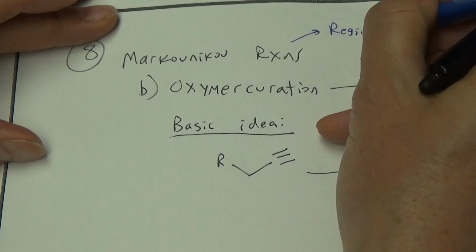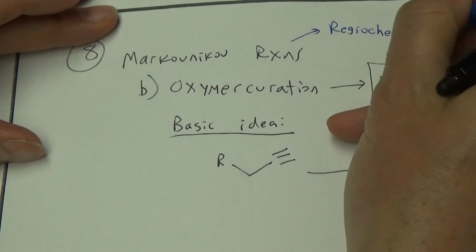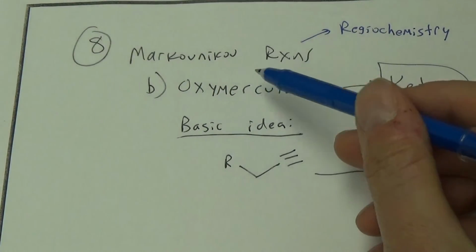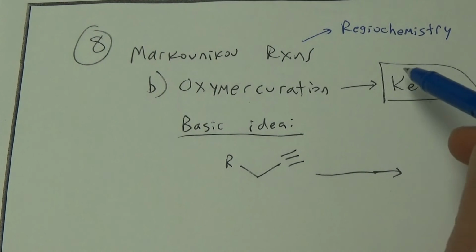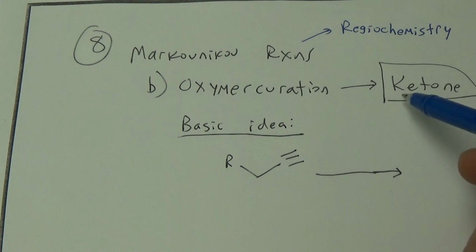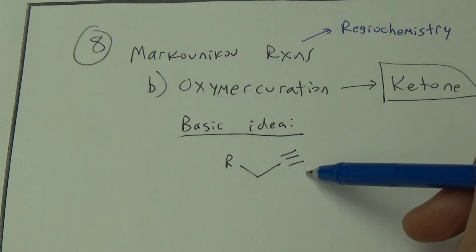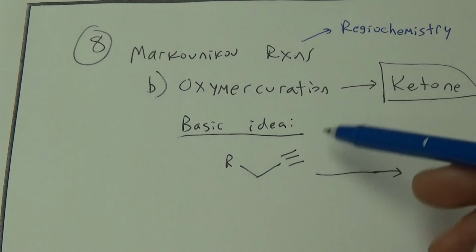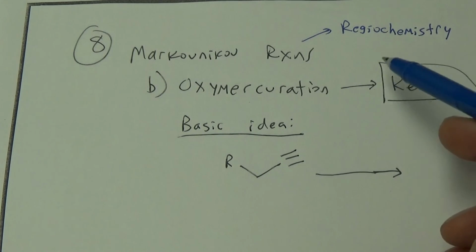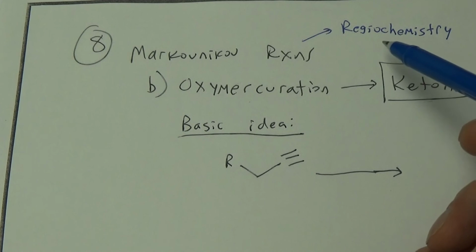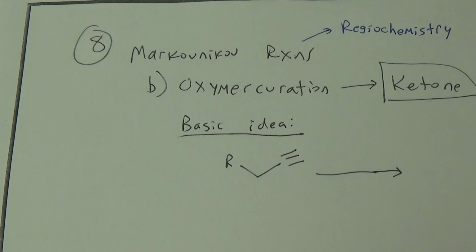Regiochemistry just kind of means the region of the molecule. So if it's an oxymercuration, it's installing the oxygen on the more substituted carbon, or more substituted region of the molecule. So Markovnikov is also a type of regiochemistry, right?